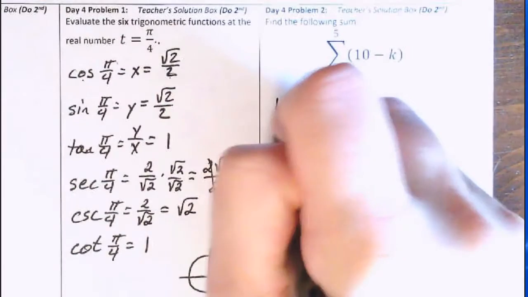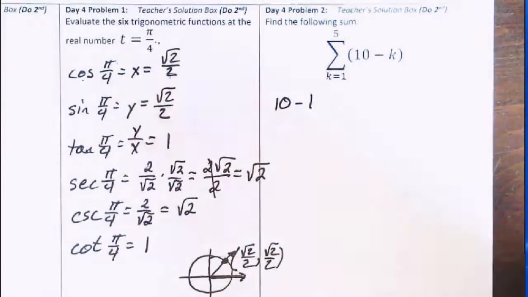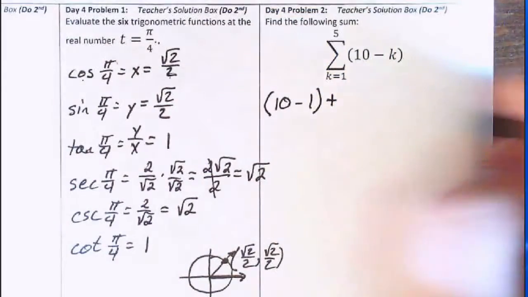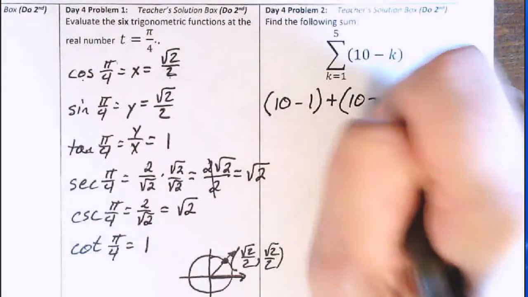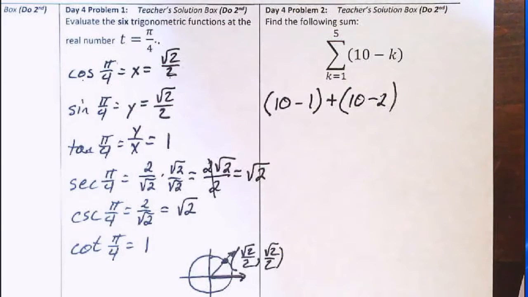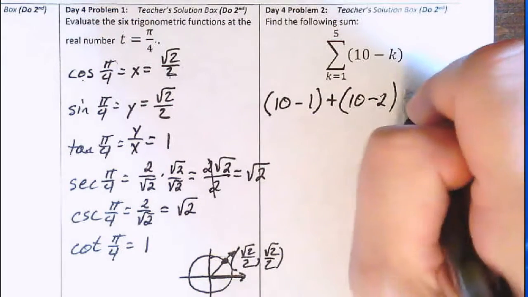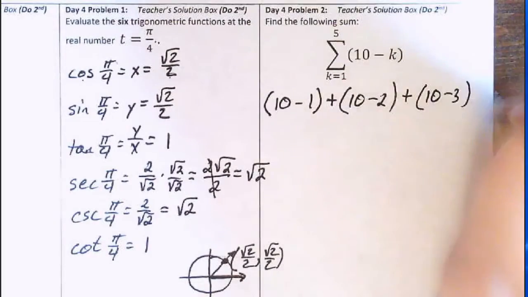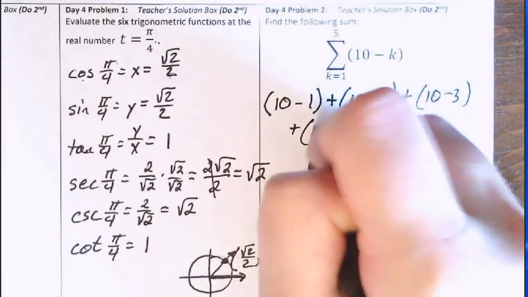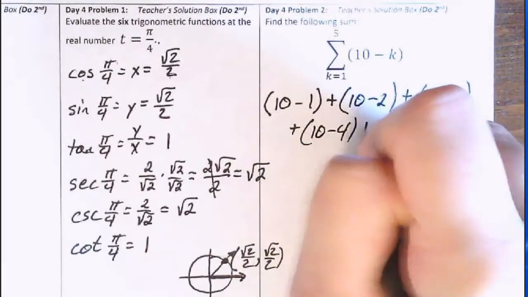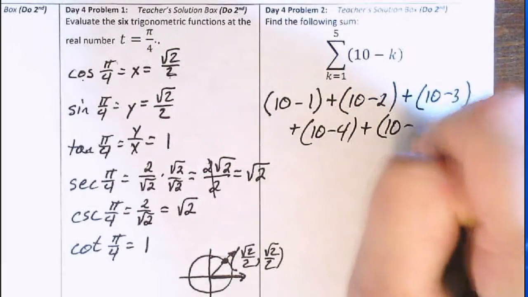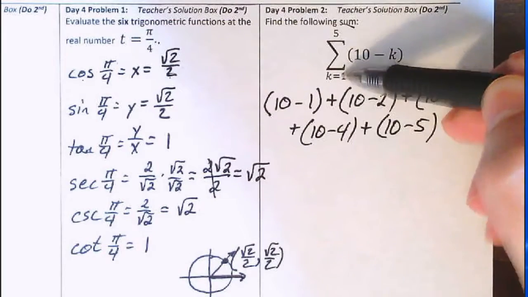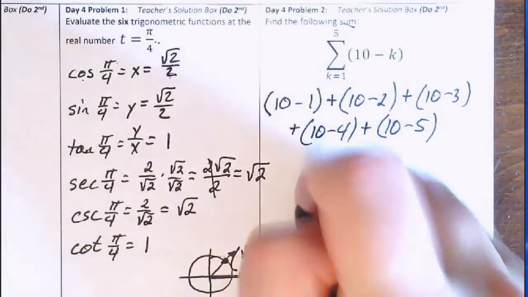So we have 10 minus 1. That's the first term of our sequence of numbers, plus, and now we're going to have 10 minus 2. There's the second term of the sequence of numbers, plus, now 10 minus 3, plus 10 minus 4, plus 10 minus 5. And we're going to stop there because this expression says to go from k equals 1 to k equals 5.